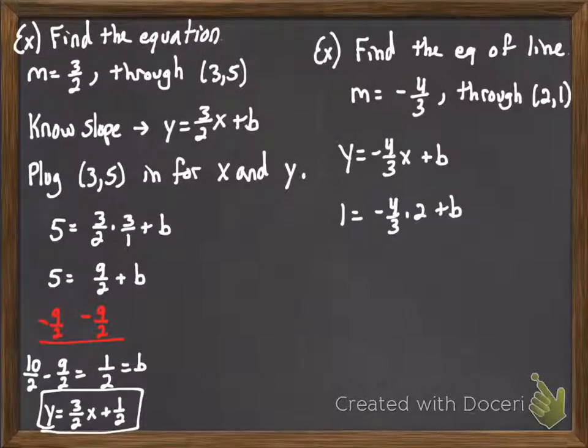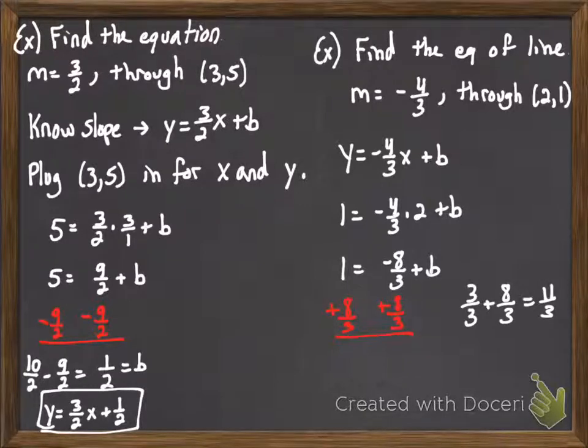We get our equation: 1 equals negative 4/3 times 2 plus b. And again, we simplify. Negative 4/3 times 2 would be negative 8/3. So now to solve for b, it's a fairly easy equation. Yeah, we have a fraction, but we only have to do one operation of arithmetic here. We add 8/3 to both sides to get b by itself. Again, we get a common denominator, so 1 becomes 3/3, plus 8/3 would be 11/3. So we now know our b value.